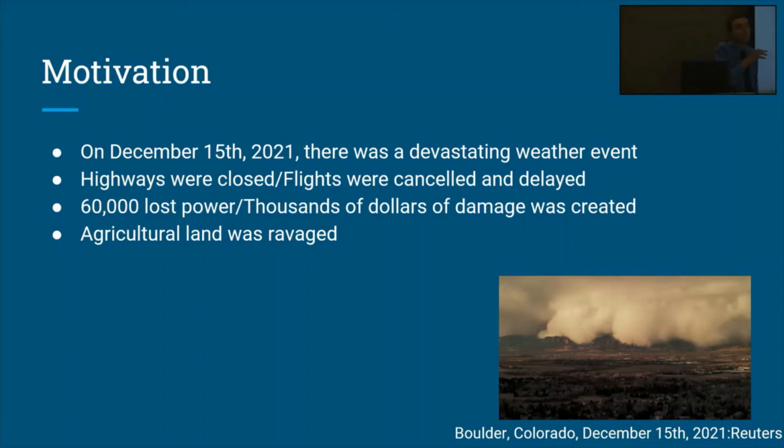Now these dust clouds, they had devastating effects on Colorado. The interstates were closed, highways were closed, flights at DIA were canceled and delayed, lots of people lost power, and there was lots of property damage from the winds of the storm. But the biggest reason I wanted to investigate this dust storm is because I saw the effects it had on the agriculture of the plains. During 2022, a lot of crops did not come up, and the grazeland for cattle was not the best quality. So I wanted to find what caused this dust storm so we could try and prevent it in the future.